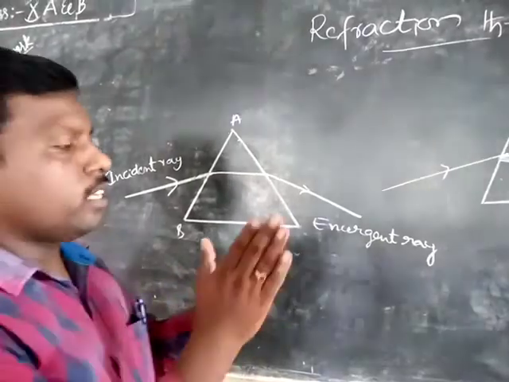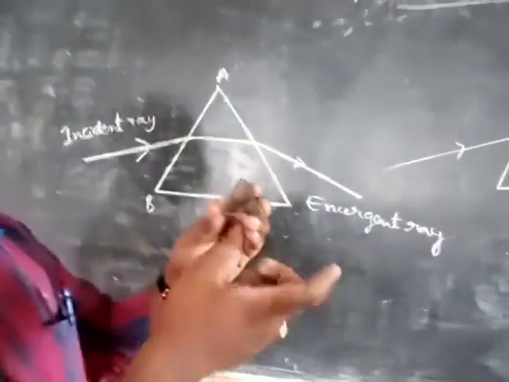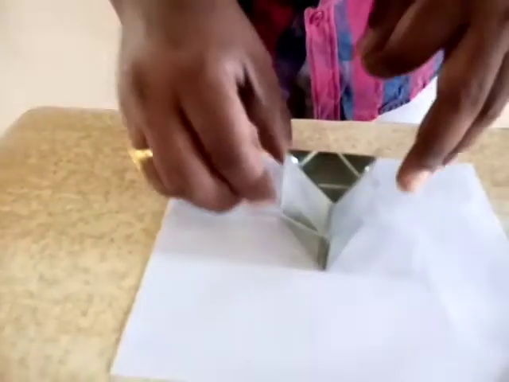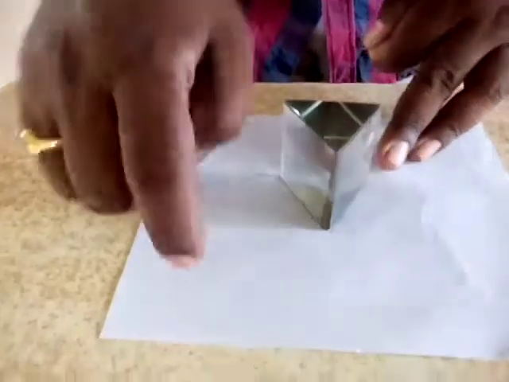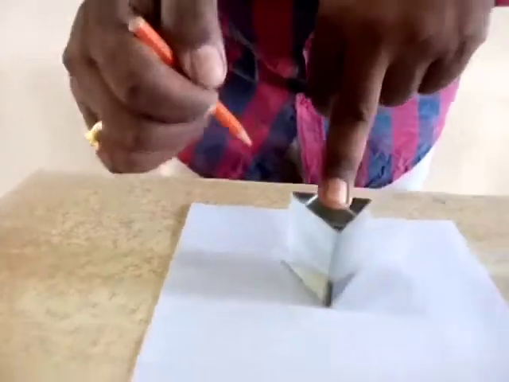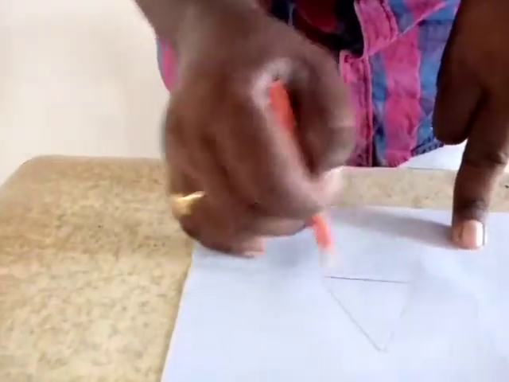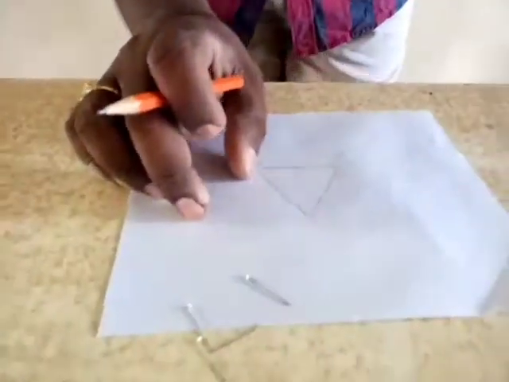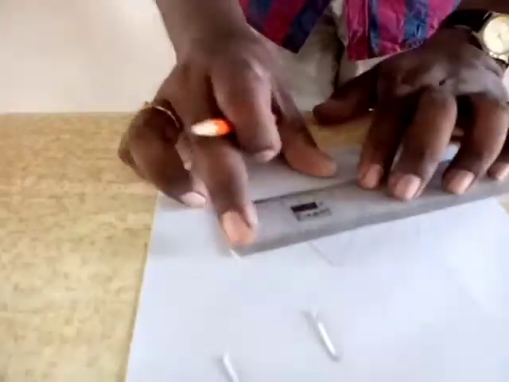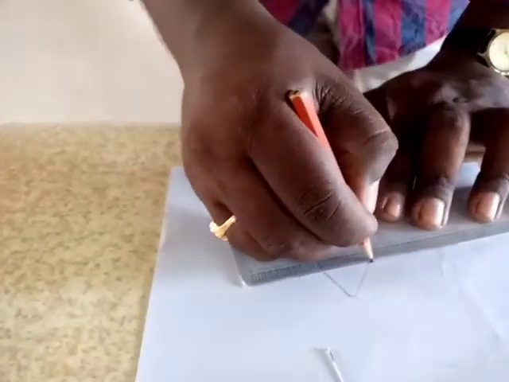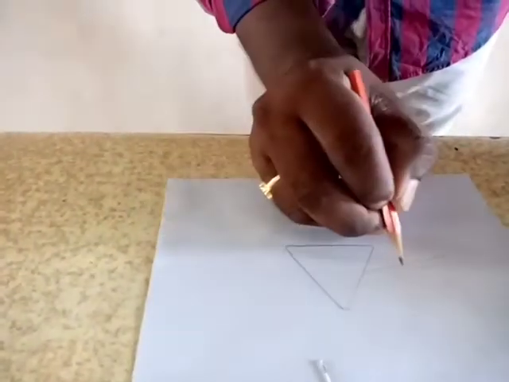This is our activity. First of all, we have to take this triangular glass prism onto the white sheet and draw margins around it. Now we will get this triangle. Now we require 4 bell pins. Now draw an incident ray onto one side of the triangular glass prism. Let us take this one as the incident ray.